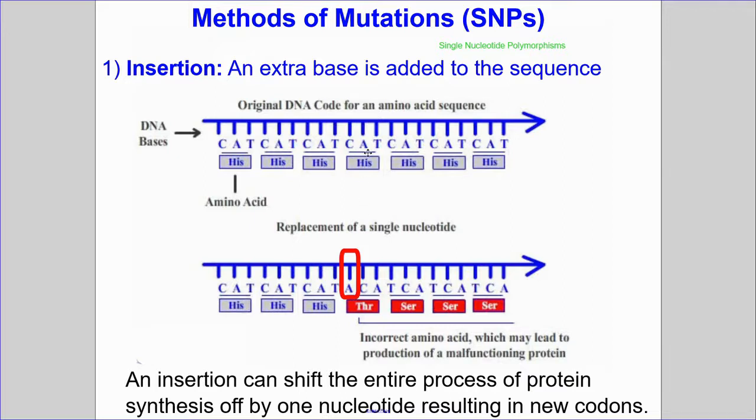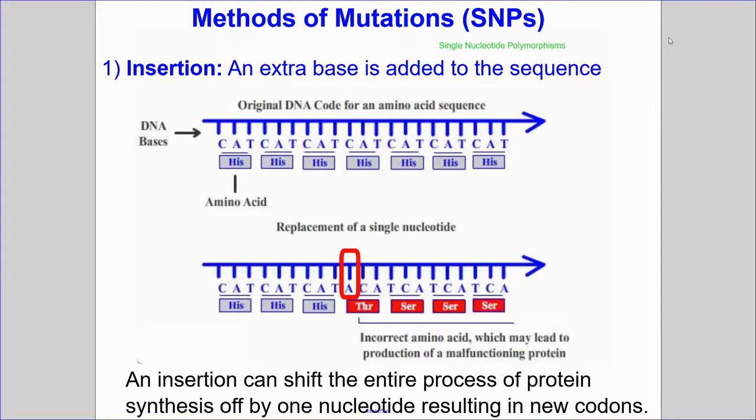Instead of being CAT here, it's ACA, because the C got shifted to the right one, then the A got shifted to the right one, and everything after this got shifted right by one position. So that's going to code for a different amino acid here, and then from this point going forward, it will be a different sequence of amino acids. This is extremely problematic. This will result in a totally non-functioning protein at best, or in the worst case, that protein is going to be very detrimental to the health of the cell.